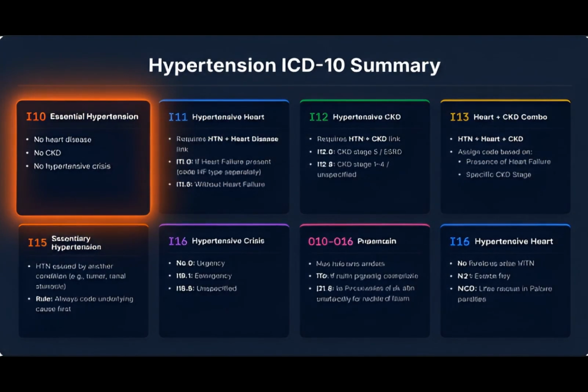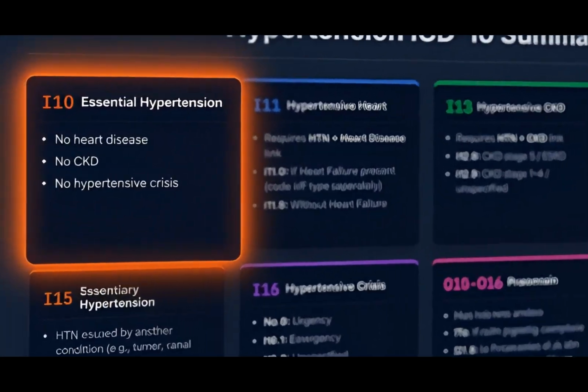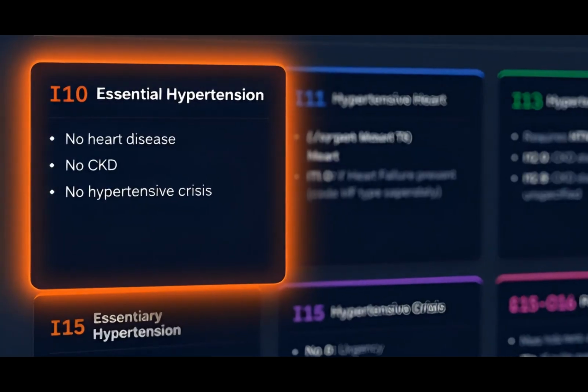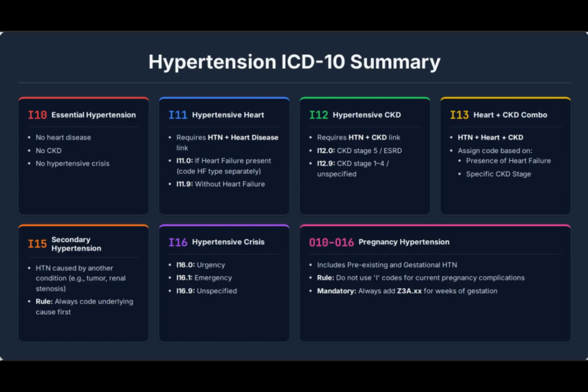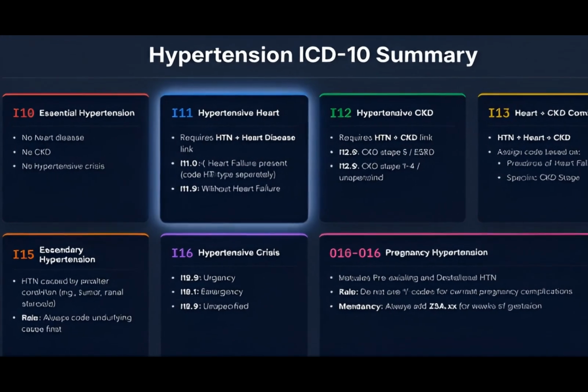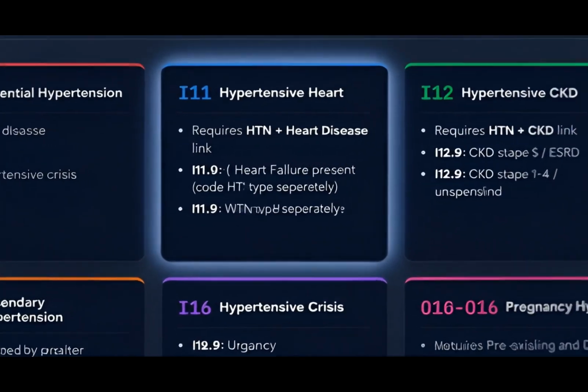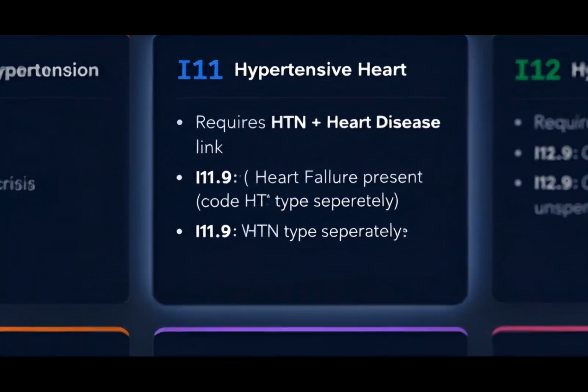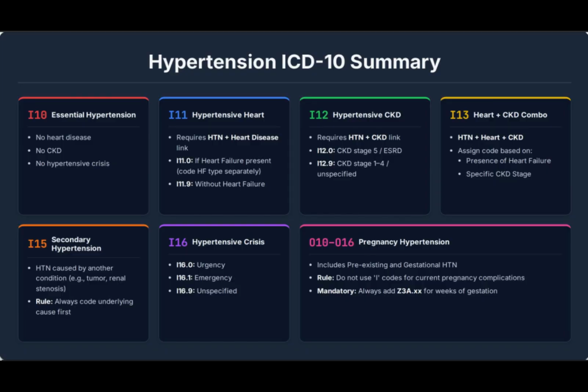I-10, essential hypertension. Use this when hypertension is documented alone, no heart disease, no CKD, and no hypertensive crisis. I-11, hypertensive heart disease. Used when hypertension is linked with heart disease. If heart failure is present, assign I-11.0 and code the specific heart failure separately. If not, use I-11.9.